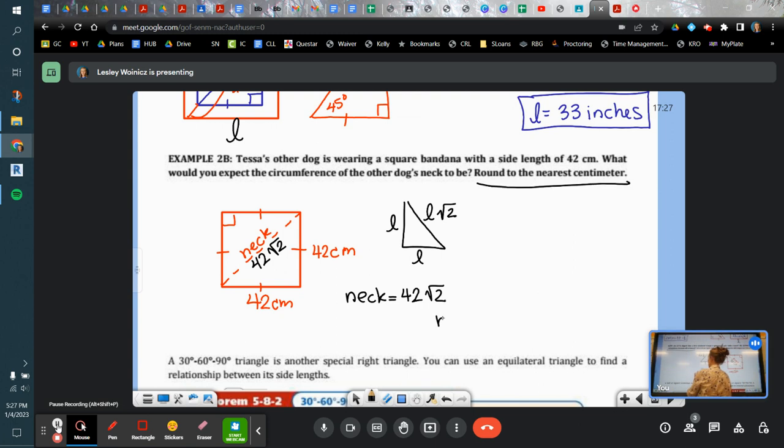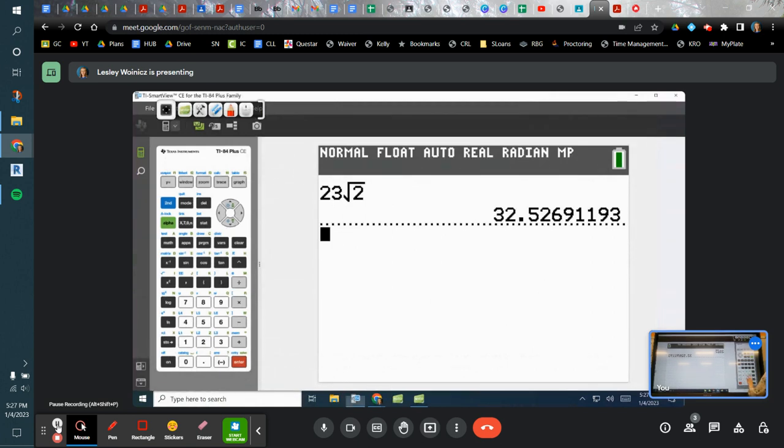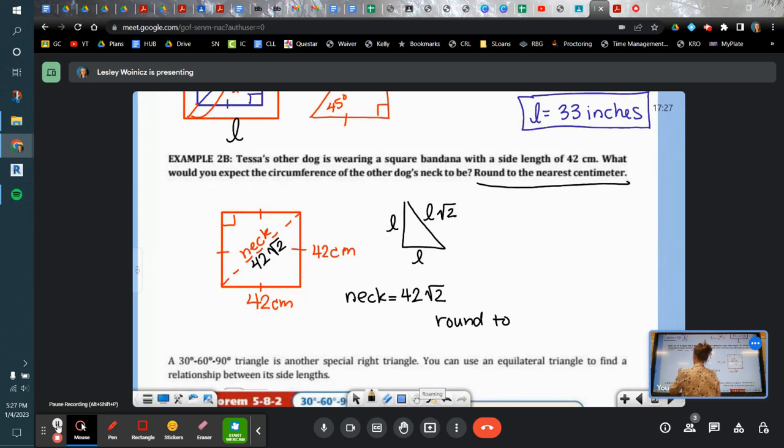So we're going to round 42 root 2. We're going to say 59 centimeters. Round to 59 centimeters.